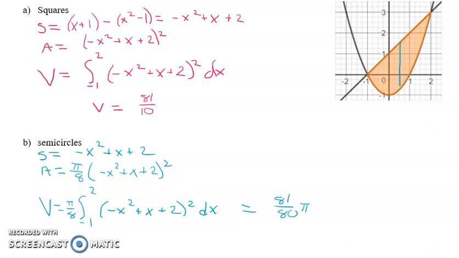All right, the first one ends up being 81/10, and the second one ends up being 81/80 pi.